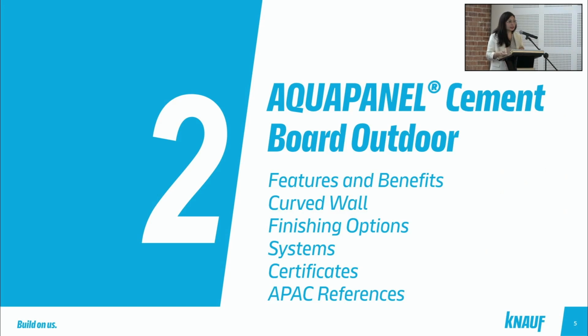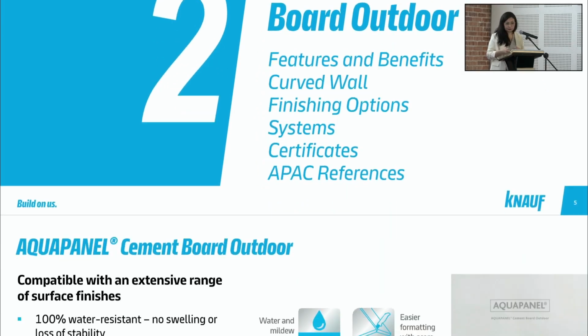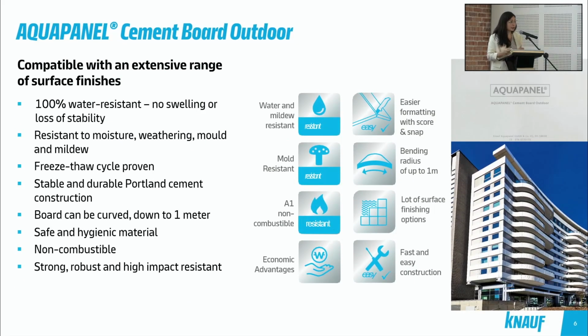Let's understand its features, benefits, and what it can do for you as an architect. Like I said, it's 100% water resistant, so it doesn't swell and does not lose any stability. It's very good for external use because it's resistant to moisture, weathering, and mildew. And it's a very stable product because it's made out of Portland cement.